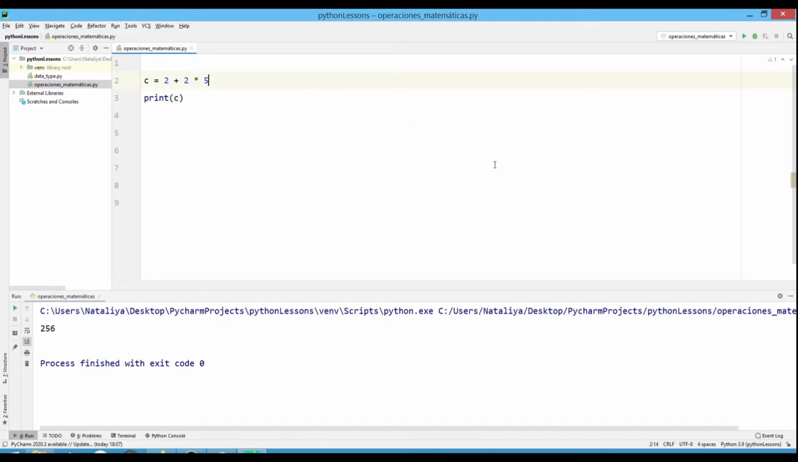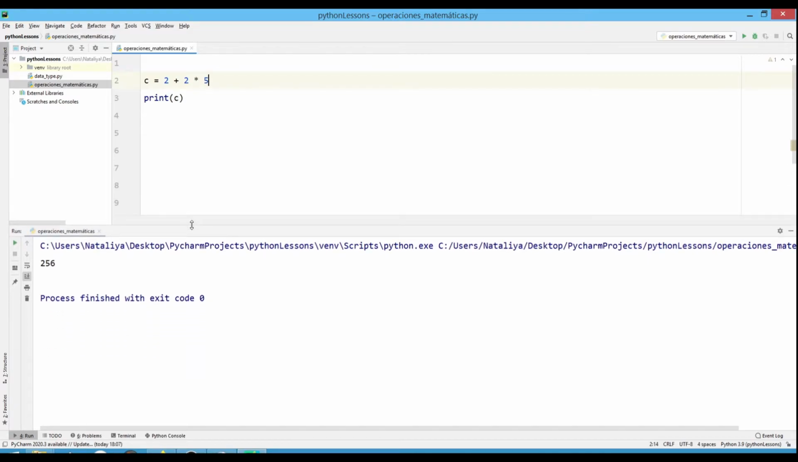Consider the priority of operations. If you remember the school math program, you will first multiply 2 by 5 and then add 2 to 10. But what if we need to add first and then multiply? To specify the explicit priority of an operation, enclose it in parentheses. Exponentiation has a higher priority than multiplication or division. And addition and subtraction will be after multiplication and division.